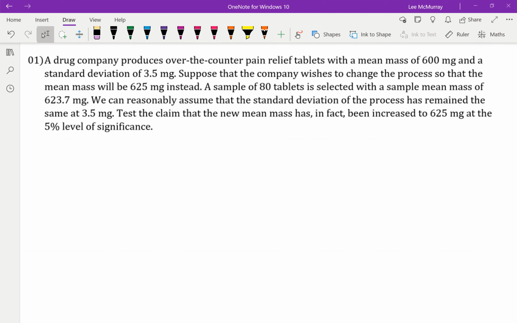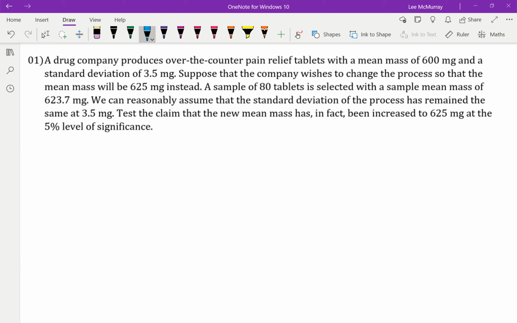Okay, so first example. We have a drug company that produces over-the-counter pain relief tablets with a mean mass of 600 milligrams and a standard deviation of 3.5 milligrams. Suppose that a company wishes to change the process so that the mean mass will be 625 milligrams instead. A sample of 80 tablets is selected with a sample mean mass of 623.7 milligrams. We can reasonably assume that the standard deviation of the process has remained the same at 3.5 milligrams. So we're going to test the claim that the new mean mass has, in fact, been increased to 625 milligrams at the 5% level of significance.